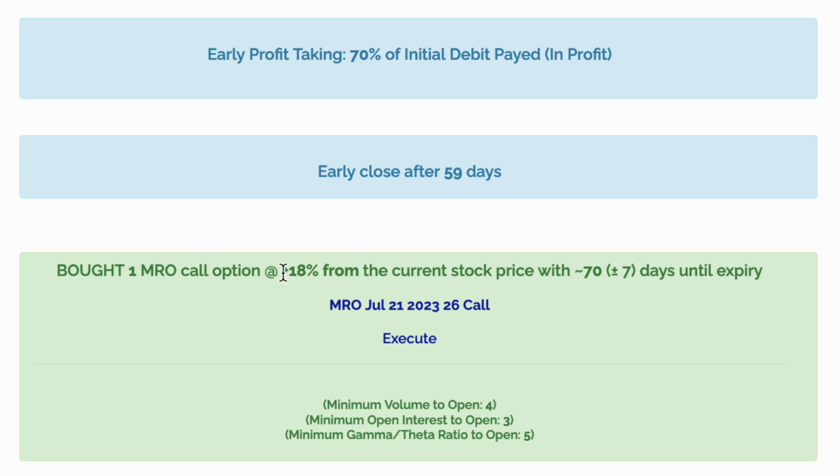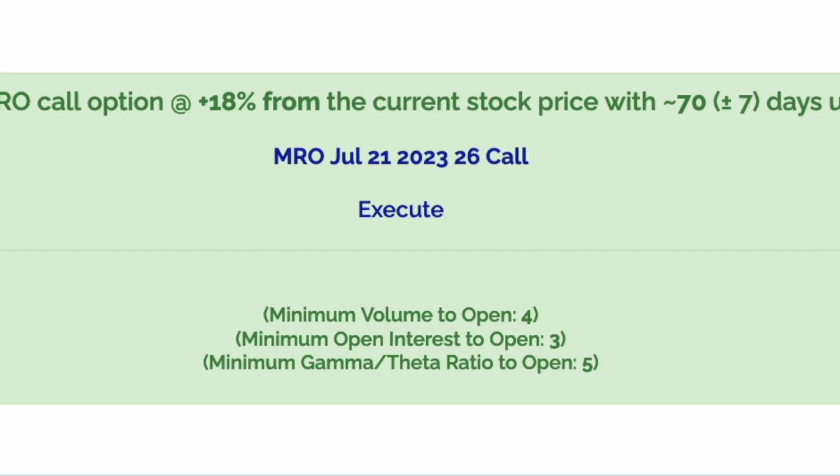Buying one call 18% out of the money, expiring in about 70 days. Historically, this trade was only opened if the following rules are met: a minimum volume of 4, a minimum open interest of 3 contracts, and a minimum gamma theta ratio of 5. You can think of the gamma theta ratio as a measure of positive convexity to time decay.